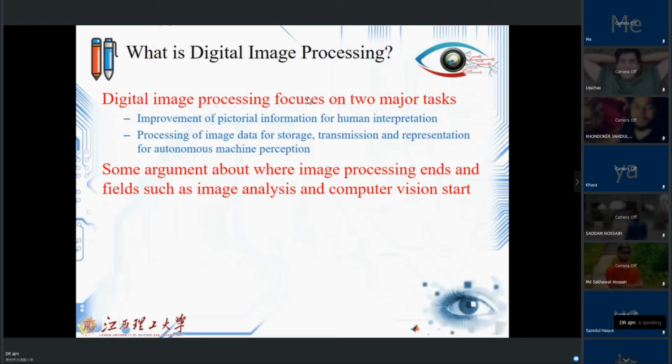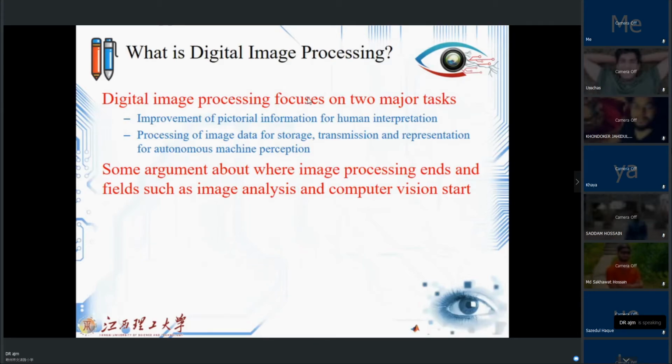One of the jobs of digital image processing is like that. We want to give more interpretation or more description, whatever description is inside of the image. And another thing is that this figure also should be stored, transmitted, and represented for some application. Then these are the two targets that we are focusing on in digital image processing.